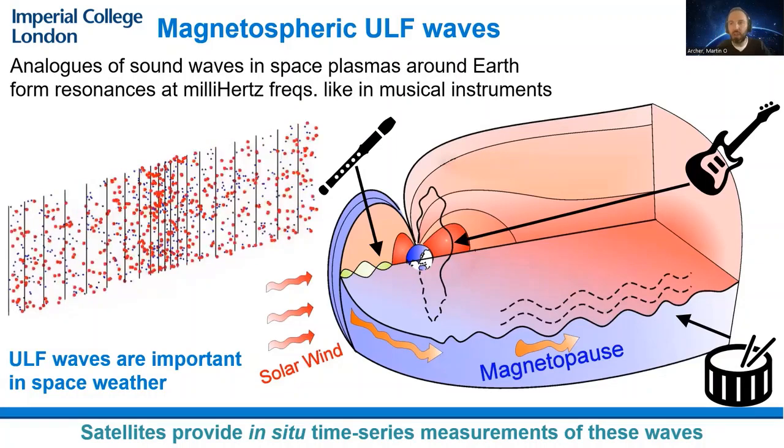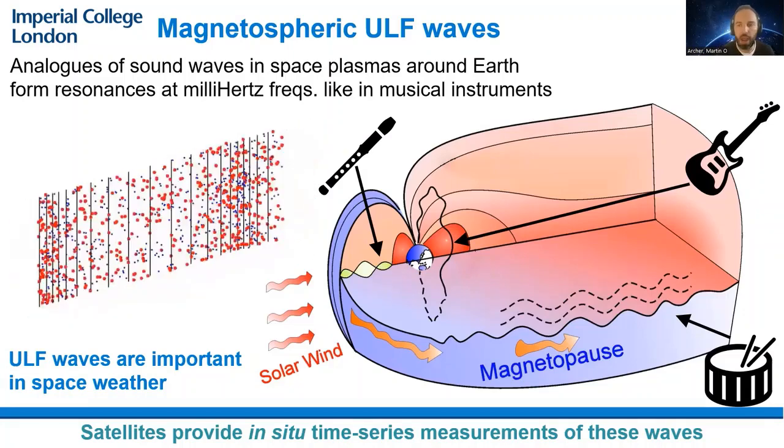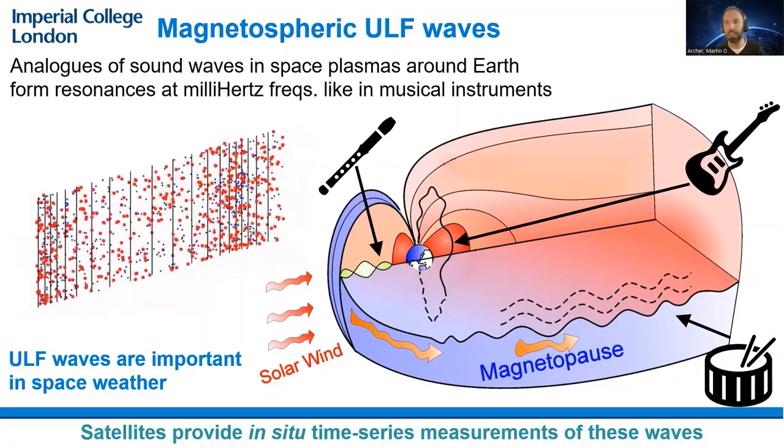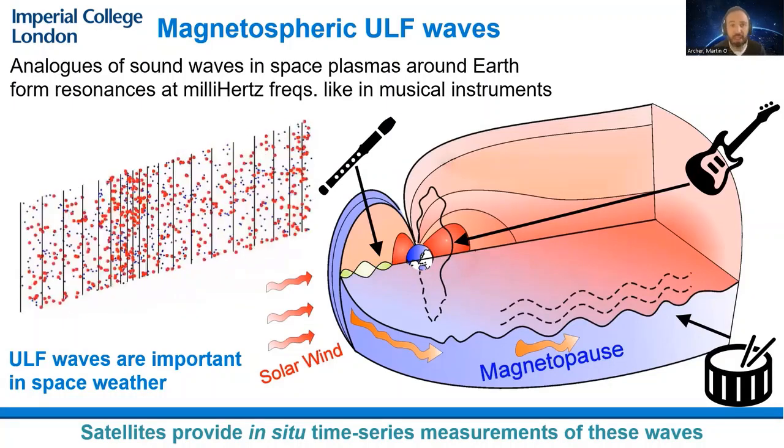Now, in the magnetospheric space environment, both of these sorts of waves can bounce around that space environment, forming resonances. And these occur at millihertz frequencies, so incredibly low.